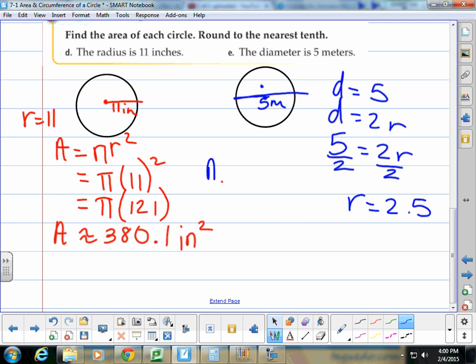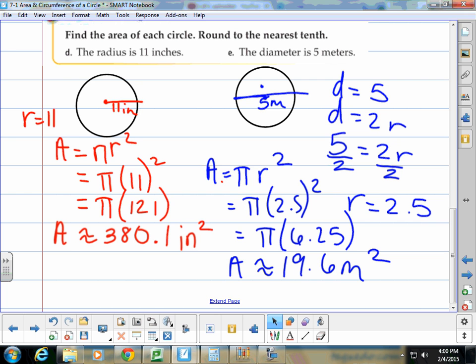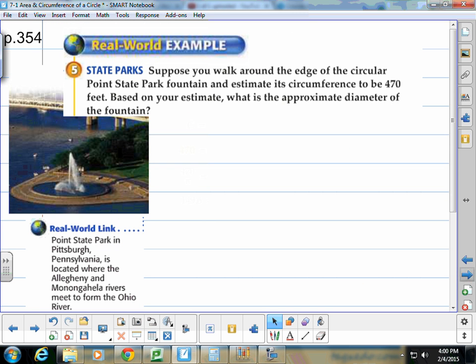So then I do area is equal to pi times my radius squared. So I do pi times 2.5 squared. So then I have pi times 6.25 for an area of approximately 19.6 square meters. Okay, the biggest issue with this is squaring, and keeping track.